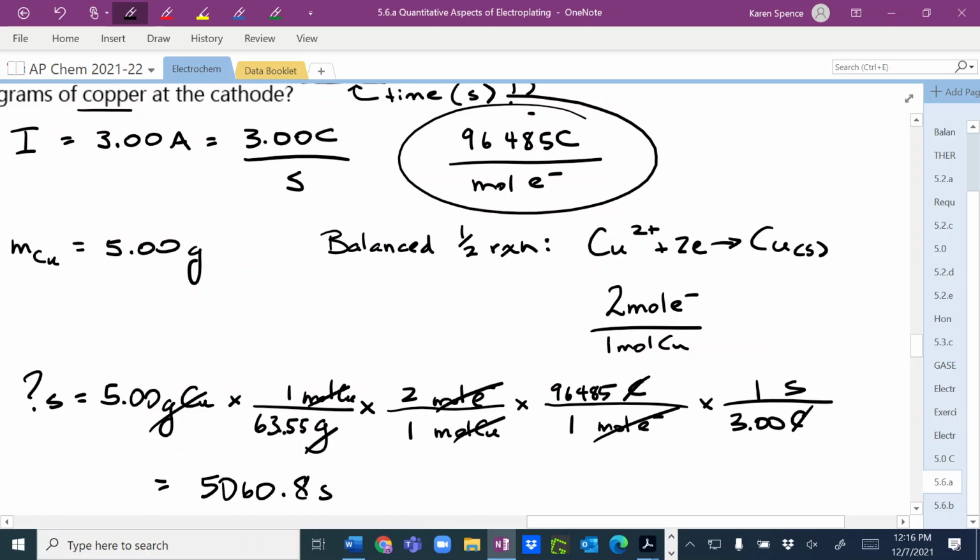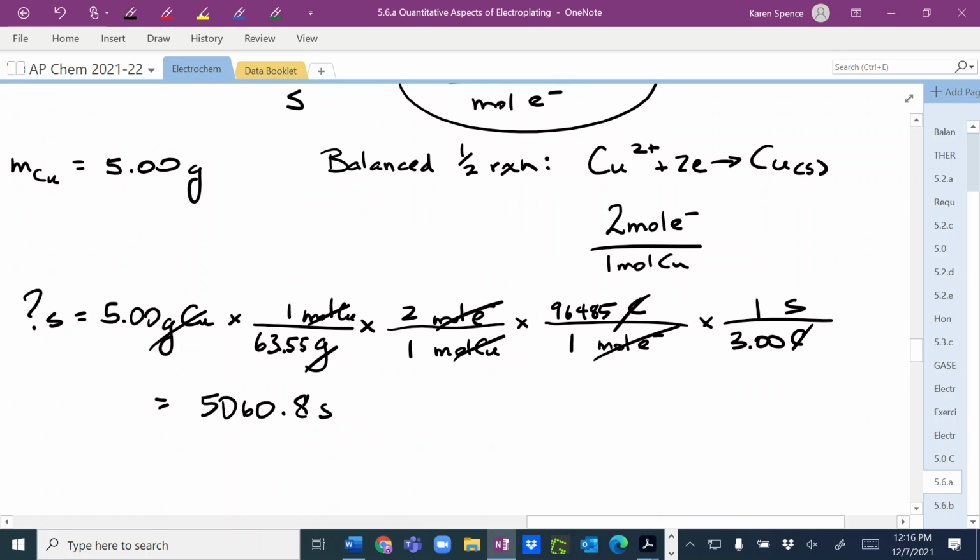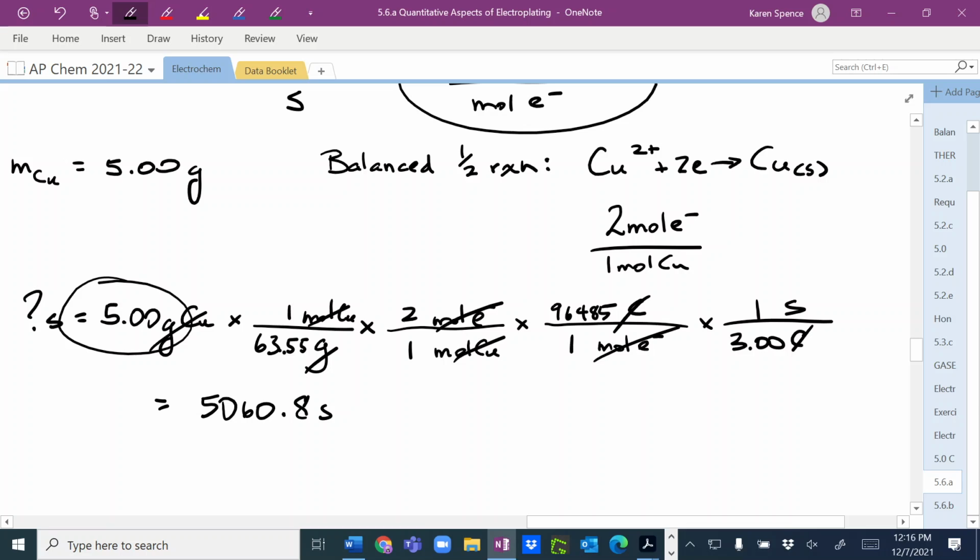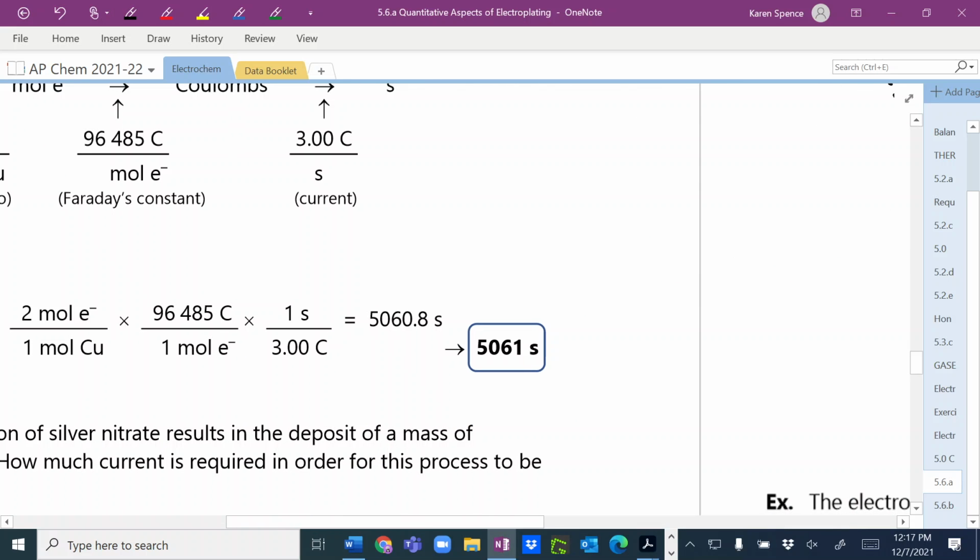seconds. How many sig figs? 4? 3, because we only got 3 there, so that is going to become 5060 seconds. Yes? Did I put 4 in the answer that I wrote there? Maybe I did. Let's see. Oh, yeah, I did. That should be 5060. Sorry.